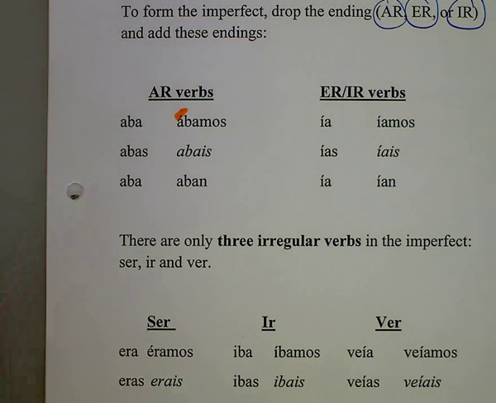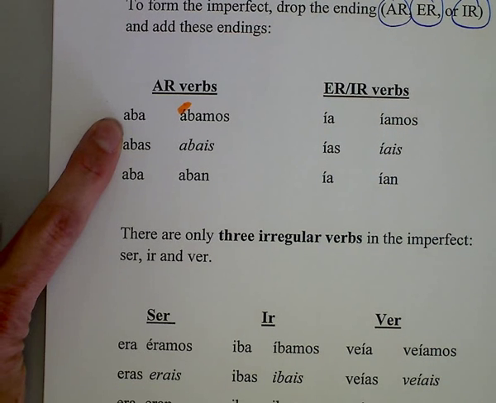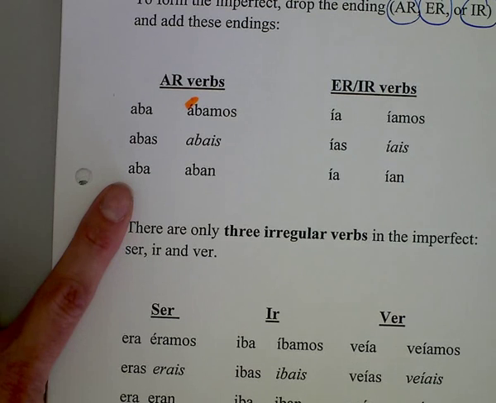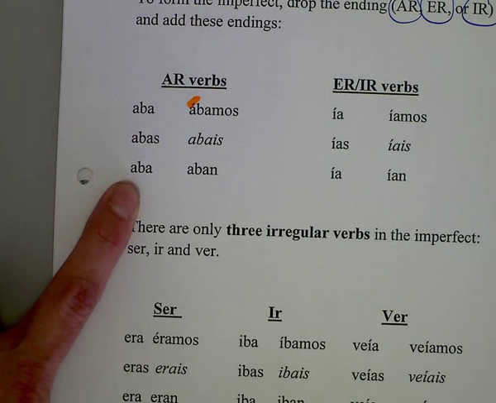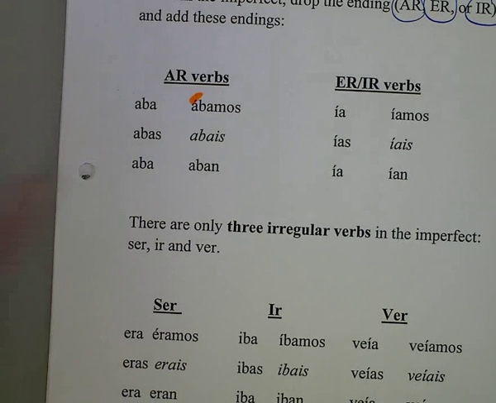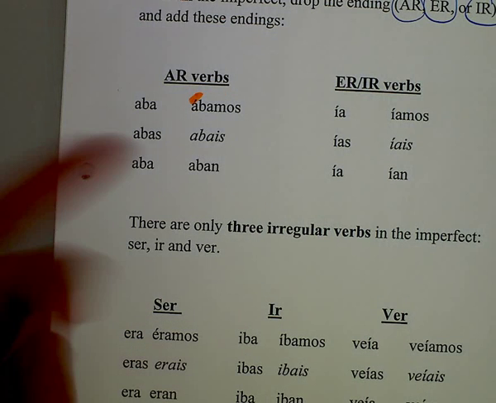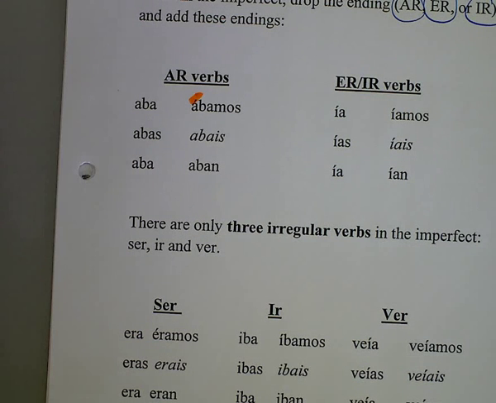So what form is this? The yo form. What's that form? Oh, I wasn't even looking at the board, my bad. That's the él, ella, usted form. So if I say amaba, how do I know if it's yo or the él form? We need another clue word.